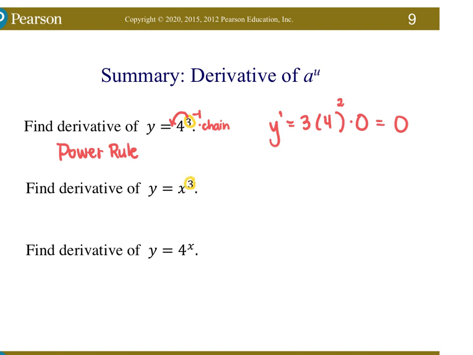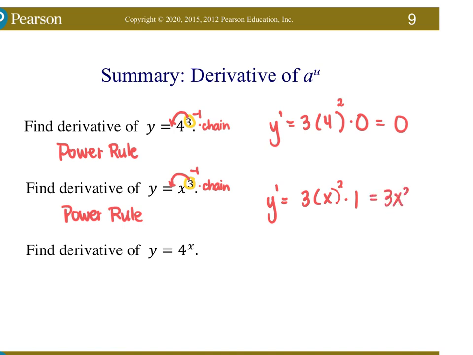The power is also a 3, so I do the power rule again. Pull the power to the front, subtract 1, and remember the chain rule. So for this one, y prime would be 3x to the second times the chain rule of 1, which turns out to be 3x squared.